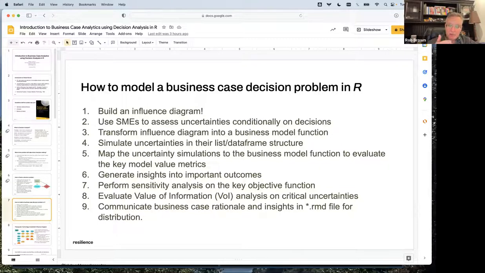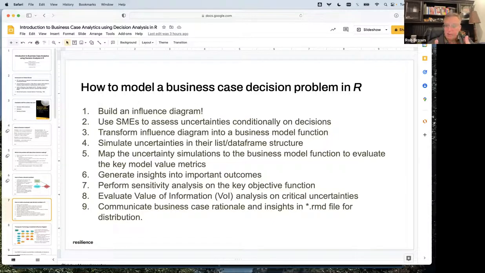The next thing we would do is, with the understanding that the subject matter experts have given us about the variation of the uncertainties, combined with the flow of the influence diagram, we need to now transform this into a business model function. And I want to emphasize the word function here, because in the R code, we are going to create a function that we call repeatedly over a number of trials in Monte Carlo simulation. But in order to do that well, and to do some other ancillary or extended analysis, it's always good to have everything built into a base unit function that you can repeatedly call.